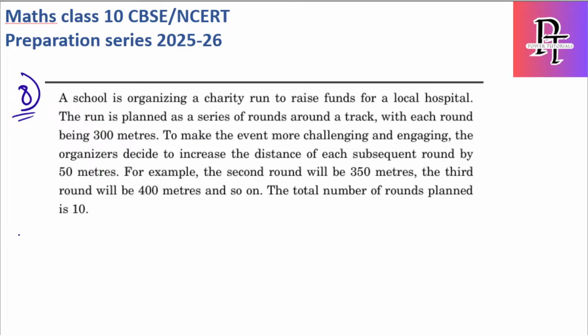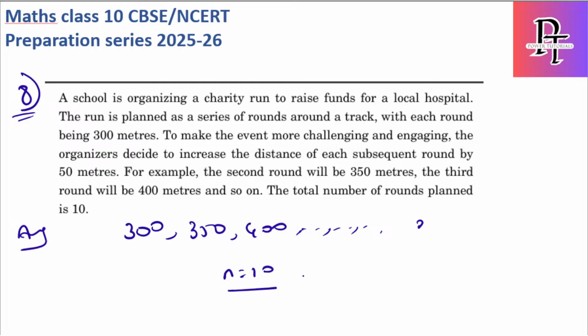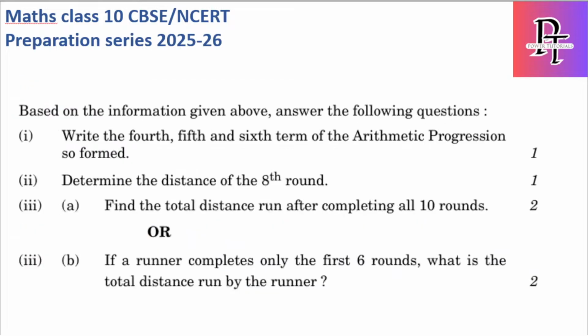Okay, so for this question we have something like a track, and for each round the distance changes. For the first round how much? 300 meters. Second round 350 meters. So definitely the third round is 400 and so on. And how many rounds are they planning? Total rounds are 10. So it will be 1, 2, 3, 4, 5, 6, 7 and the last value is some value, but the n value we know, which is 10. Okay, total 10 rounds. Let's see what they are asking.